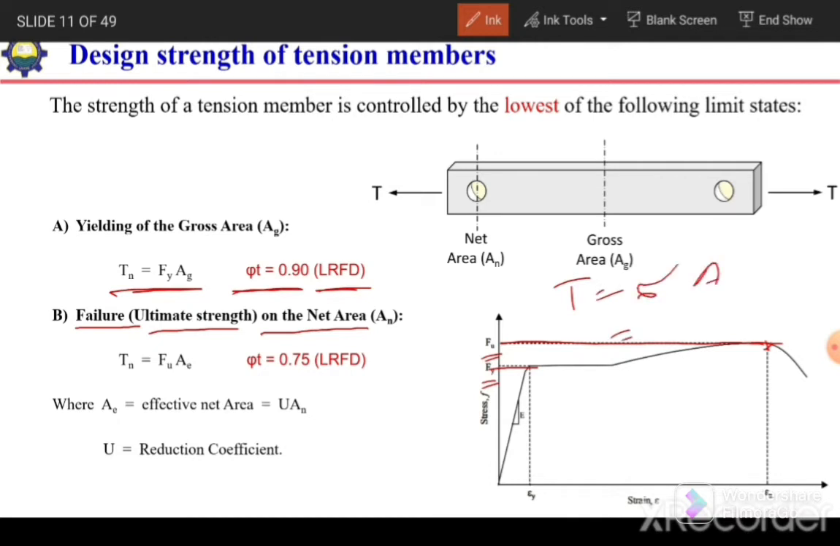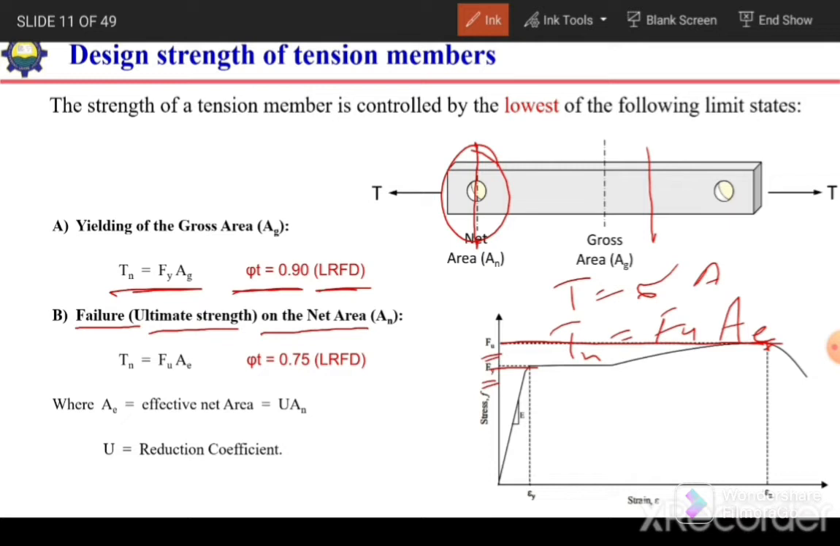We just need to replace this sigma with Fu instead of Fy, and Ag. As we have seen, this fracture is common in the case of net area or effective area at the section where we have bolts or holes. So instead of the gross area, we will consider this net area or effective area at the connection which is resisting this applied force.